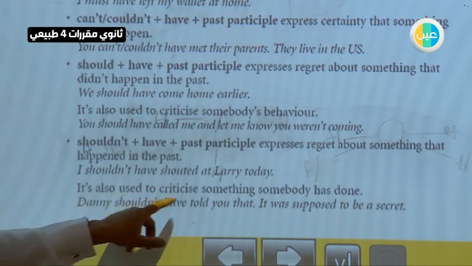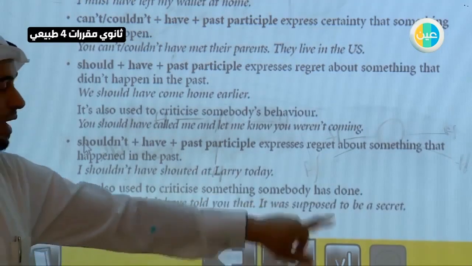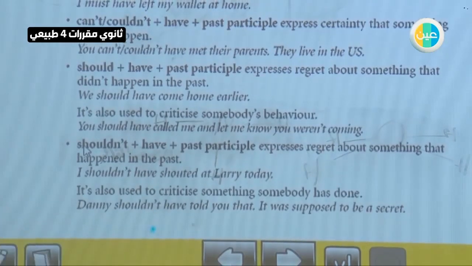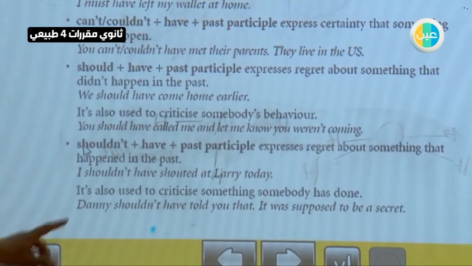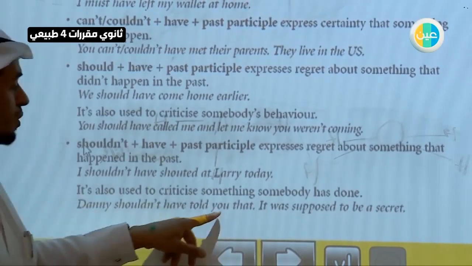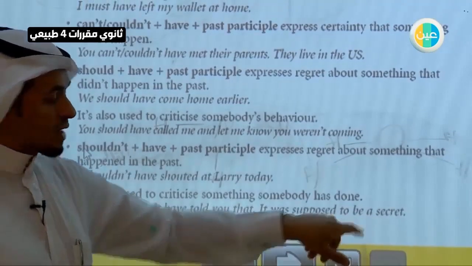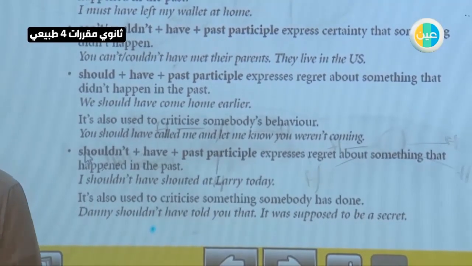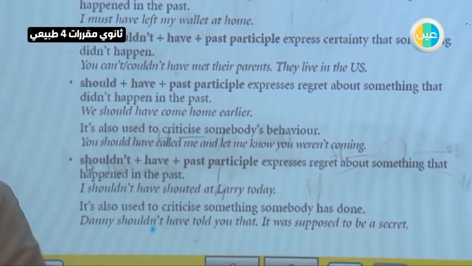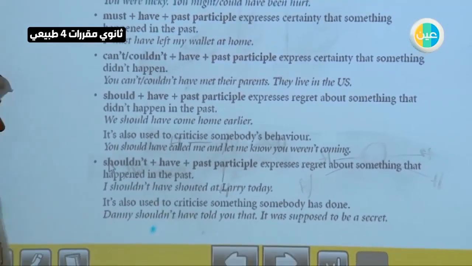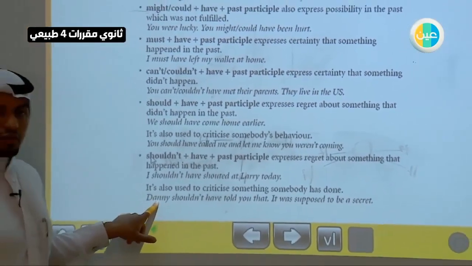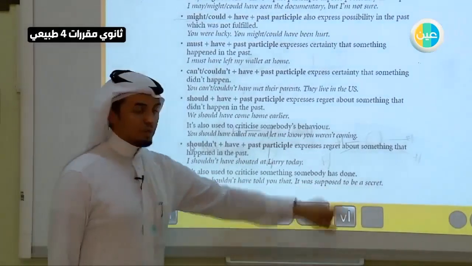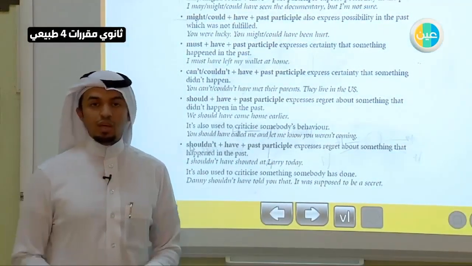It is also used to criticize something somebody has done. If someone has done something and I want to criticize that thing that he did, I say, Danny should not have told you that. It was supposed to be a secret. So I told Danny a secret. I said to him, Danny, don't tell anyone. But he told someone else. So I say to that person, Danny should not have told you that. It was supposed to be a secret.